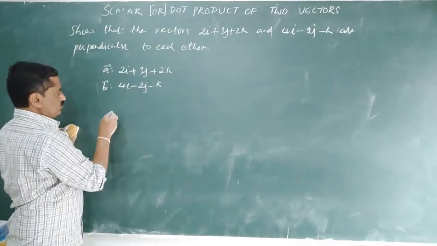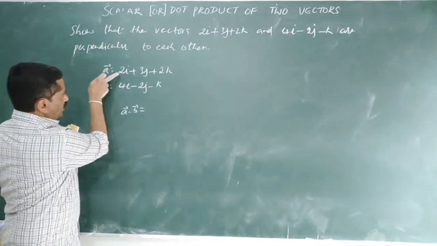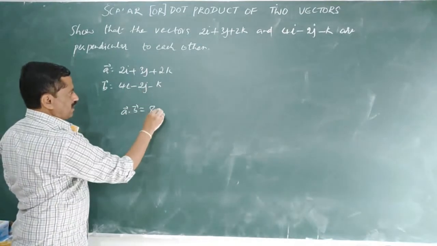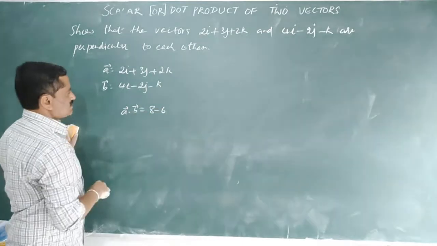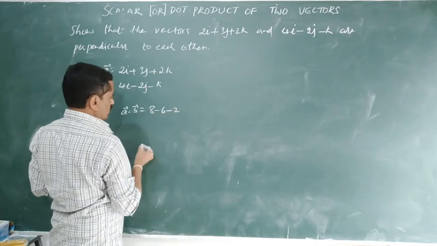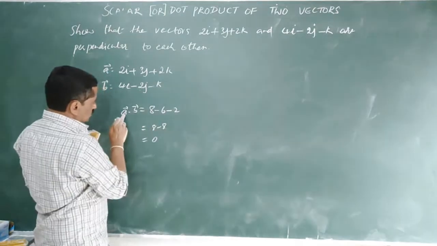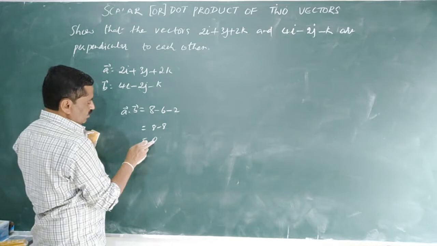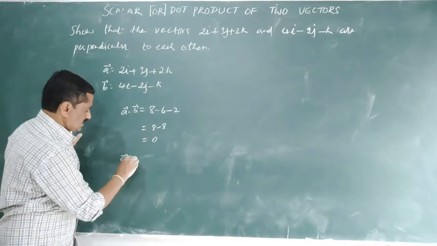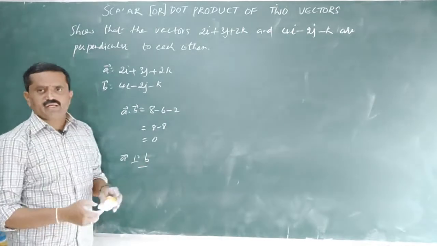We will find the dot product of the two vectors. Therefore a bar dot b bar is equal to 2 into 4, 8, again 3 into minus 2, minus 6, again 2 into minus 1, minus 2. That is 8 minus 8, which is equal to 0. So the dot product of a bar and b bar is 0. It indicates a bar and b bar are perpendicular to each other, that is, a bar is perpendicular to b bar.